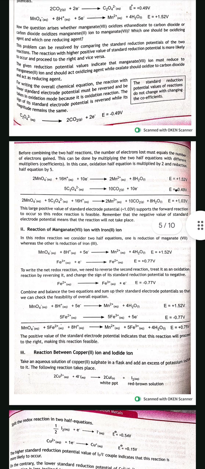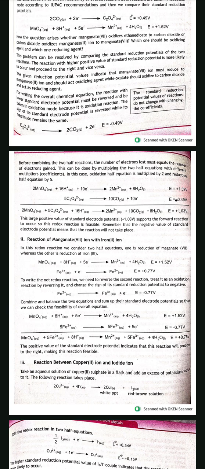The problem can be resolved by comparing the standard reduction potentials. The reaction with the higher positive value is more likely to occur and proceed to the right. The given reduction potential values indicate that manganate must reduce to manganese and should act as the oxidizing agent, while oxalate to carbon dioxide is a reducing agent.